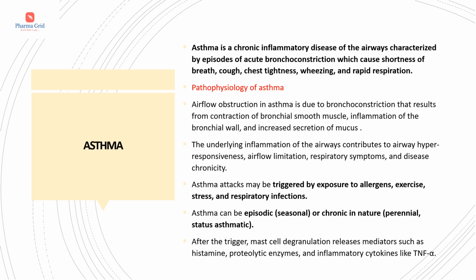After the trigger, mast cell degranulation releases mediators such as histamine, proteolytic enzymes, and inflammatory cytokines like tumor necrosis factor alpha. So as I have already mentioned, there are certain triggering factors for asthma depending upon the patients. So if a trigger occurs, what will happen? The mast cell degranulation will occur, and as a result of this mast cell degranulation, there will be release of mediators such as histamine, proteolytic enzymes, and inflammatory cytokines like tumor necrosis factor alpha.